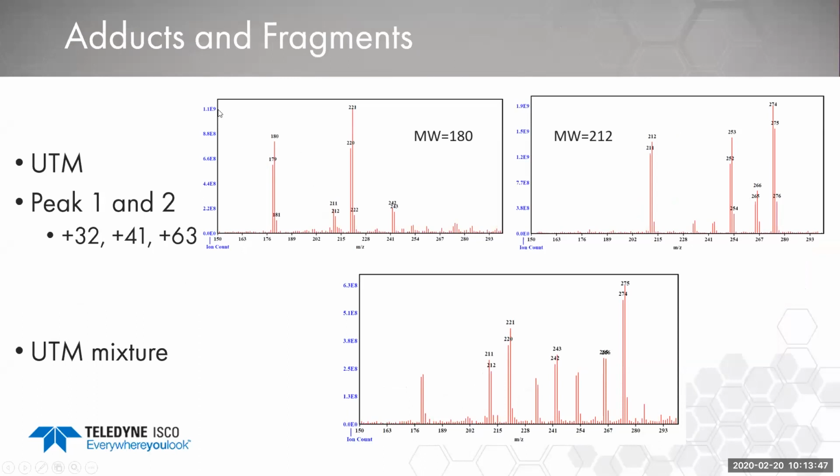One of the things that we have is a universal test mix, and it has 2 different compounds in it. The first peak is going to be 180, and the second peak is supposed to be a mass of 212. Frequently, when we see this in our systems, we'll see the 180, but we'll also see a 211, 212, 221, some other individual masses. The second peak pretty much mimics it. We're getting the plus 32, plus 41, plus 63.